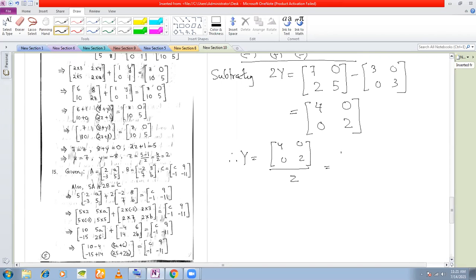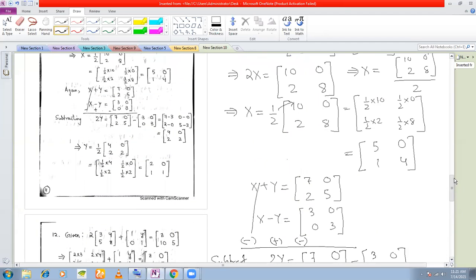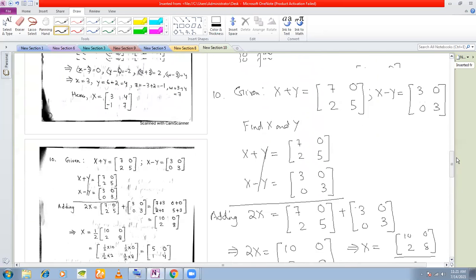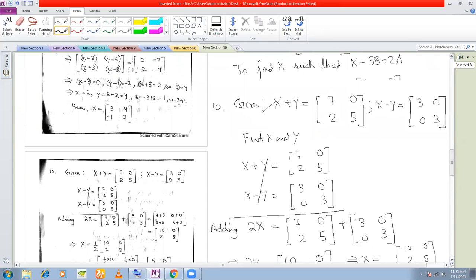And matrix divided by 2 means multiplication by the scalar half. Which is, this is 2, 0, 0, 1. So this is the value of y. So we have got the value of y, and we have also got the value of x. From the given equations, this was a matrix equation, x plus y and x minus y.